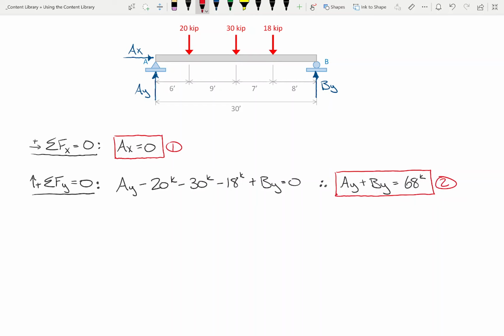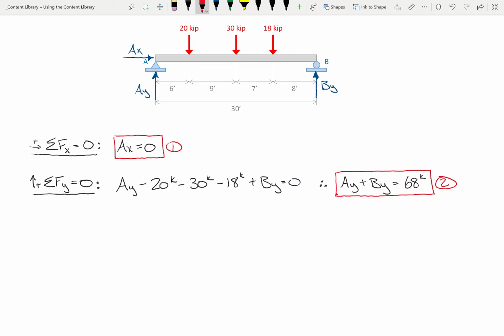Okay, so this is interesting. Equation 1 gave me an answer. It said that AX equals 0. I have an unknown and a value. That's not what happened with equation 2. What happened with equation 2 is I just have a comparison. Whatever AY is and whatever BY is, they will sum up to give me 68. But it won't tell me what it is. So instead, in order to isolate one of those, I would need to sum moments.